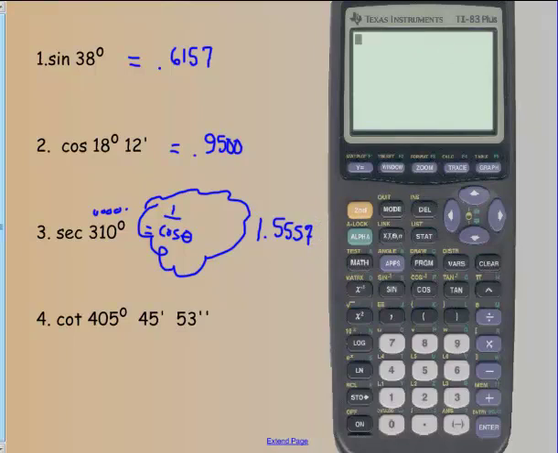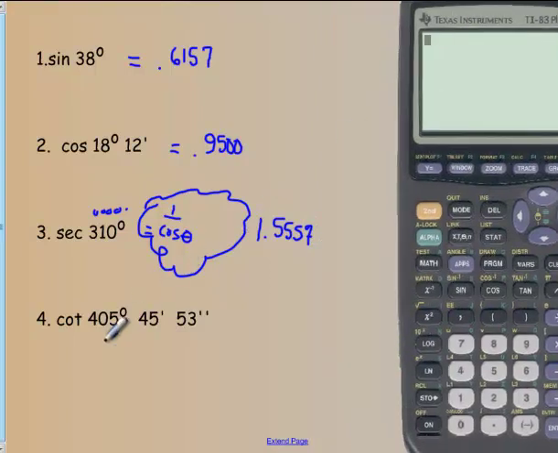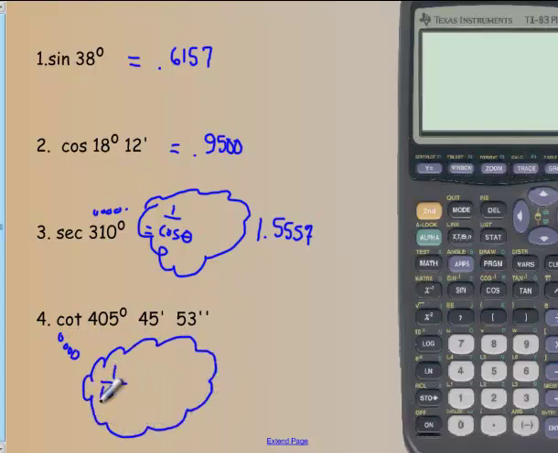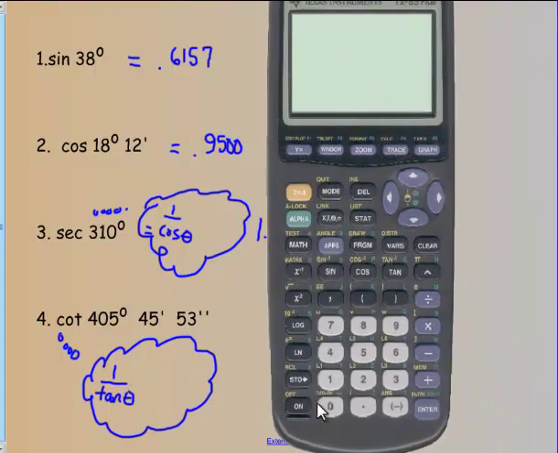And the hardest they're going to get is they're going to give you a reciprocal function that goes into degrees, minutes, and seconds. All right, so cotangent, I can handle this. Cotangent, I have to think to myself, is really 1 over tangent. Awesome. Let's bring this calculator back over here. 1 divided by the tangent, 405. All right, I remember where my degree is. My degree is here in angle. 45 minutes.